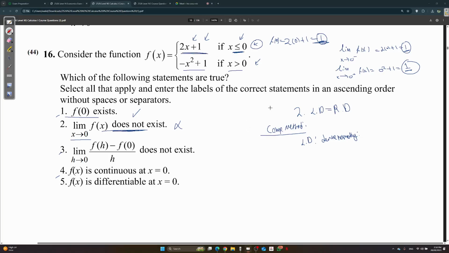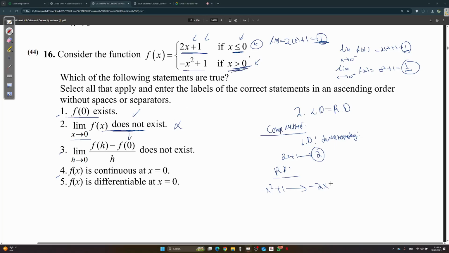What's the derivative of 2x plus 1? 2. What's the right derivative? Negative x squared plus 1. What's the derivative? Negative 2x. We're saying at where? We're checking it where? At 0, right? At 0.